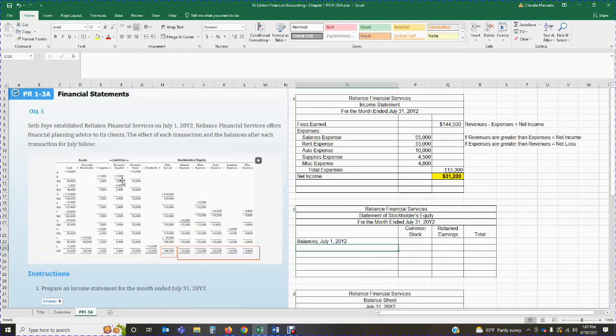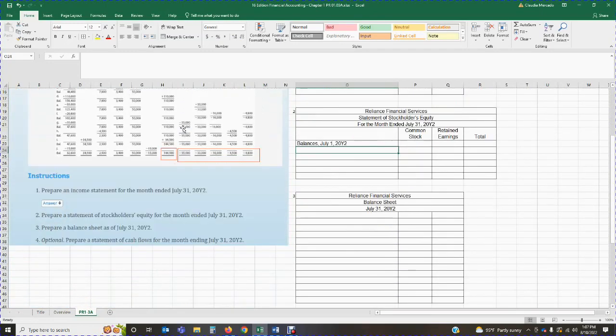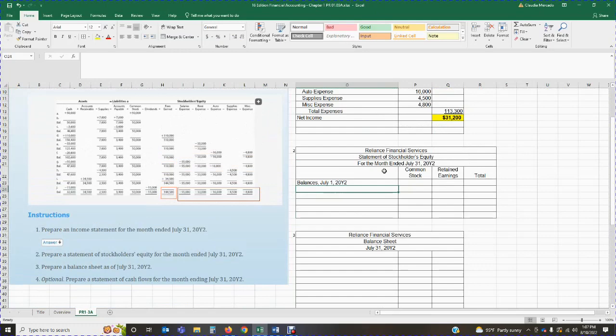Okay. Now in this problem, it says that we established the business on July the 1st. It's a brand new business. Did we have a balance in our stockholders' equity account before July 1st? No, we didn't. We didn't have a balance because it's a brand new business. So what did we start off with? We started off with $0. Okay? And then what happened during the month?